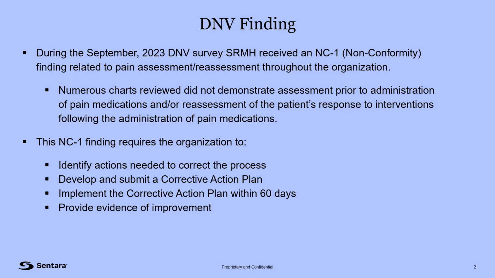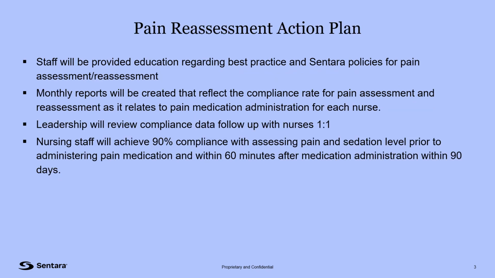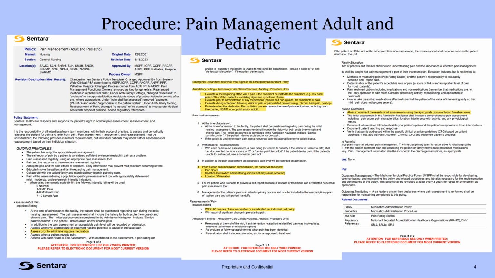This NC1 finding requires us to identify actions needed to correct the process, develop and submit a corrective action plan, implement the corrective action plan within 60 days, and provide evidence of improvement. So we are providing education regarding best practices, and then managers are looking at monthly reports that will reflect this compliance rate. We will be following up on the data and following up with nurses one-on-one for a goal for nursing staff to achieve 90% compliance with assessing pain and sedation level prior to administering pain medications and within 60 minutes after medication within 90 days of this education.